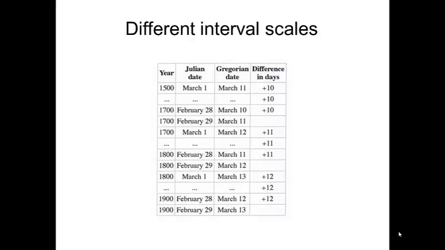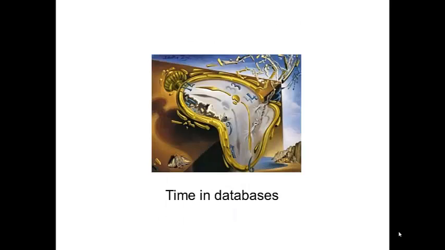So if you're integrating temporal data, say on medieval agriculture across Europe, you might have to deal with the fact that some Italian province was still using the Gregorian calendar in the 17th century, and things like this.